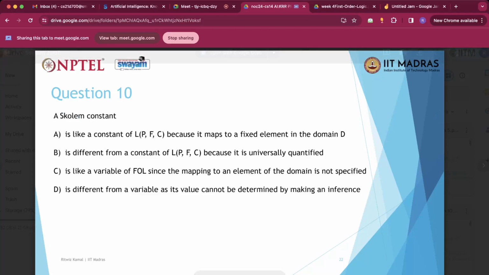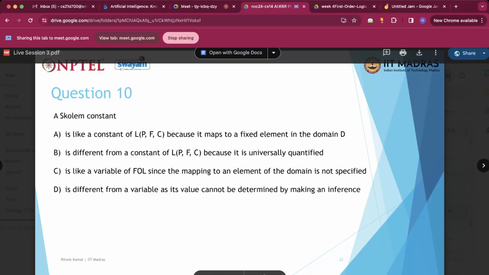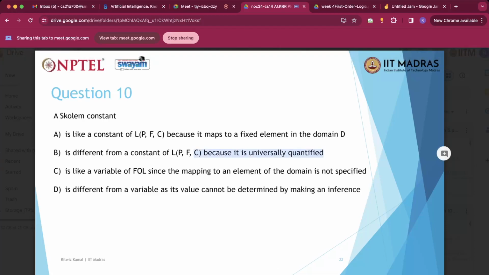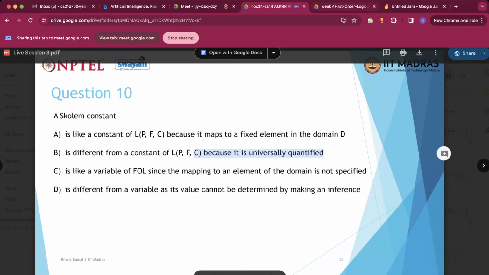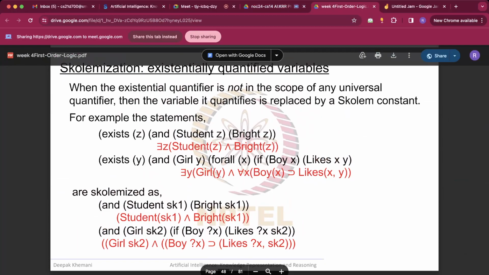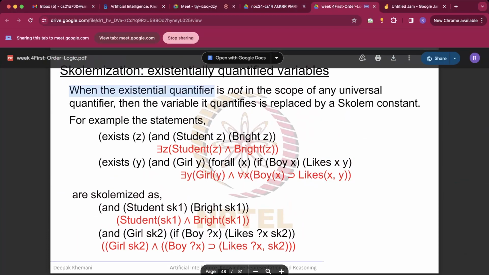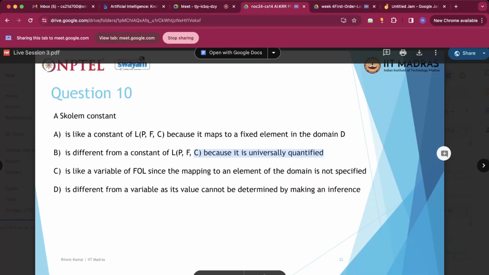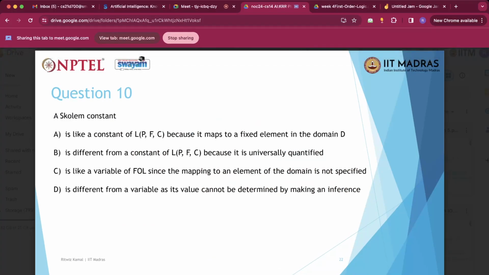Okay, so this Skolem constant is like a constant of LPFC because it maps to a fixed element in the domain D. That is correct, right? We just saw that. Is different from a constant of LPFC because it is universally quantified. This is incorrect. Sorry about that. This is incorrect because we saw that a Skolem constant has to be not within the scope of a universal quantifier, right? When the existential quantifier is not in the scope of any universal quantifier, then it can be replaced by a Skolem constant. So option B cannot be true because it is different from a constant. That is basically it is not universally quantified, is what I am trying to convey.